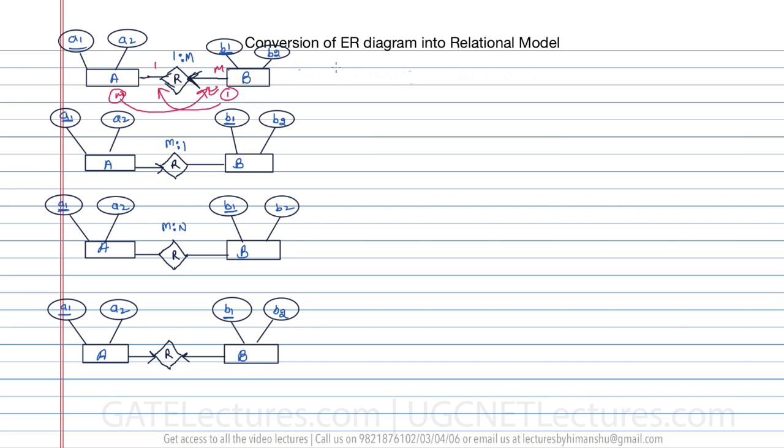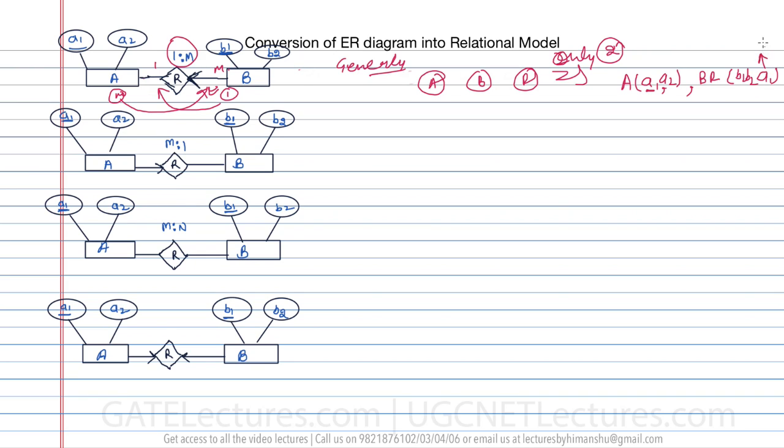Generally what happens is we make three tables. One table is for A, one table is for B, and one table is for relation R. But because it is a one-to-many relationship, for this we require only two tables. All this information can be stored with only two tables. The first table will be A, containing A1 and A2, where A1 is a key attribute, and the second table will be for B and R, combining B and R. So it will have B1, B2 and A1, where A1 is a foreign key, and B1 is a prime attribute. You can say it is a key attribute here.